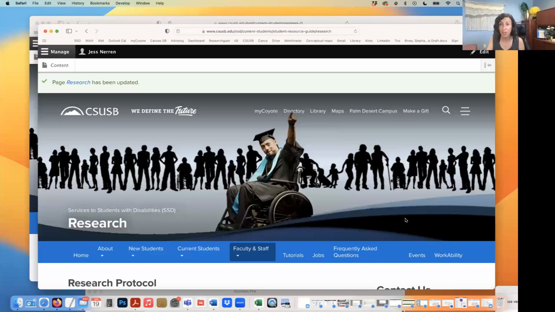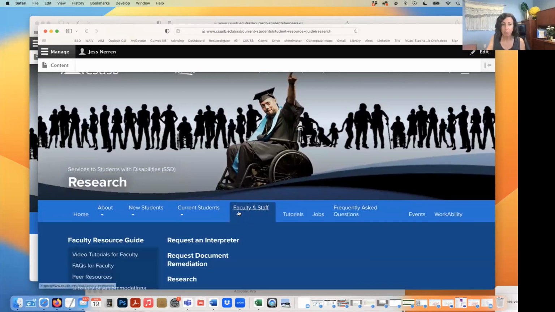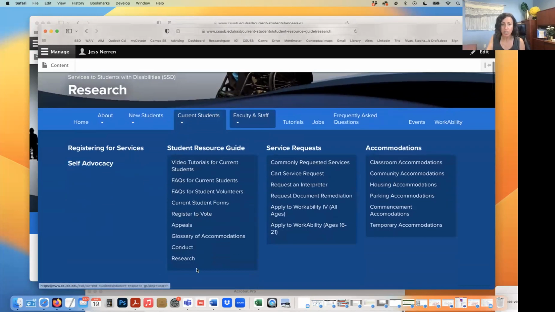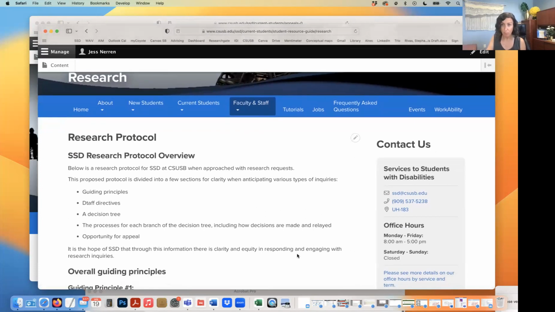I'm going to talk a little bit about our research protocol for SSD, so that way you have a little bit more information, and not only the information, but the how, but also a little bit of the why, okay? So we do have a research page linked here under faculty and staff. It is also linked under students. We do get approached by both students and faculty. And the process is the same for either. And it's important to know this in advance, okay?